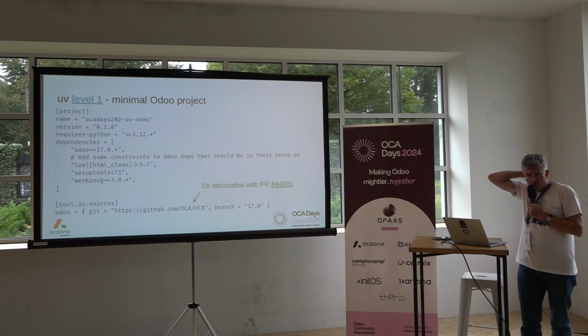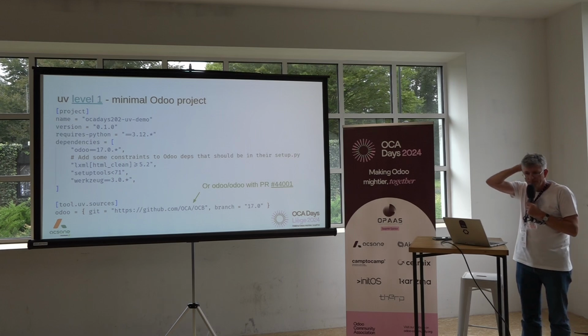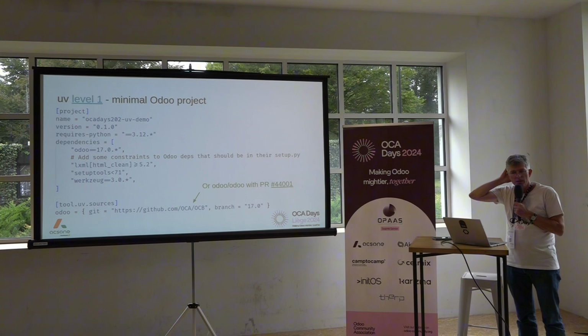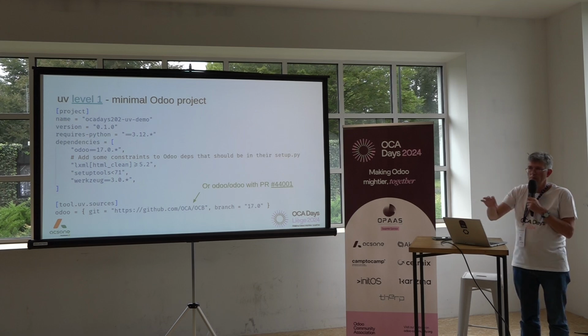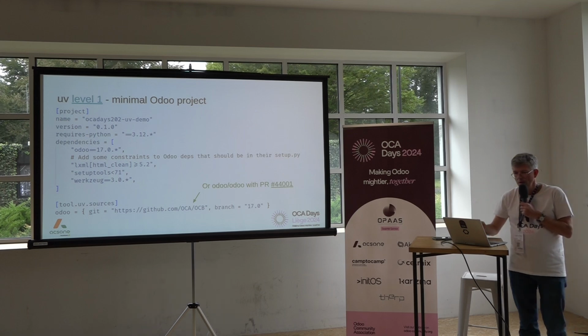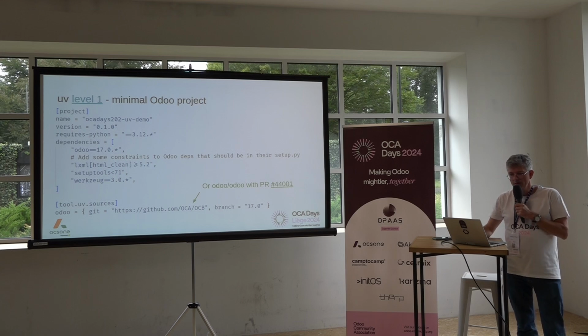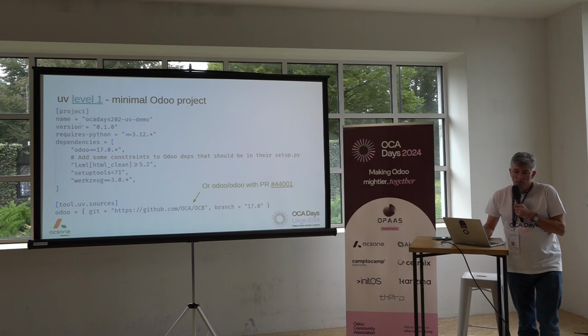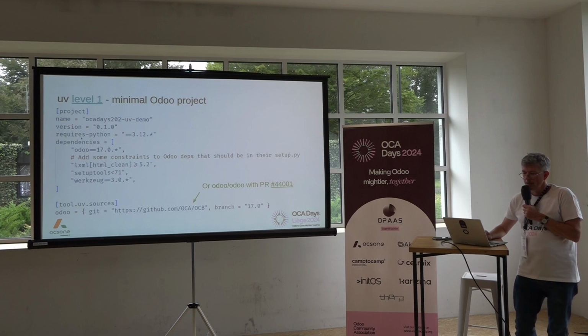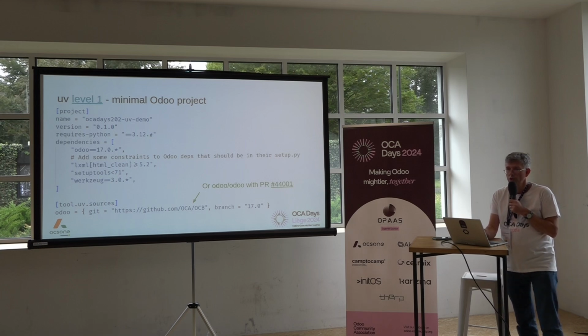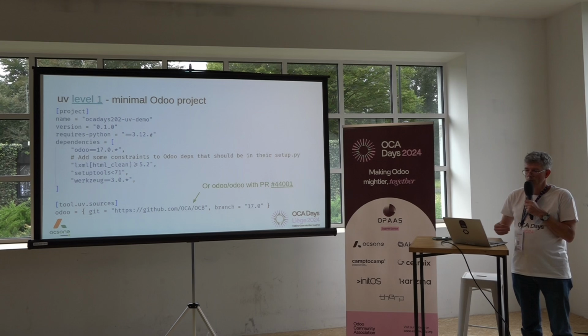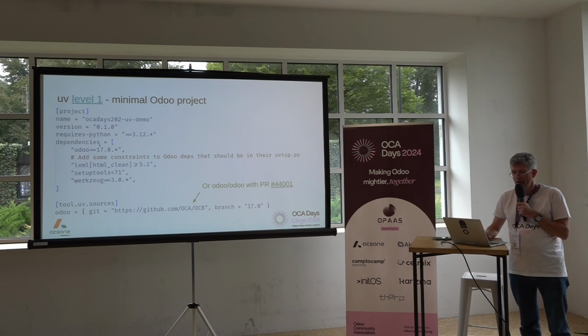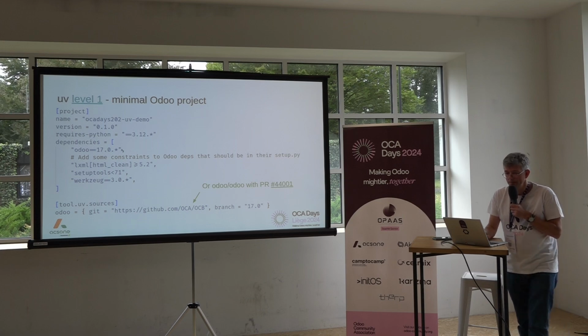And actually, to install Odoo, all you need is to create a pyproject.toml, which is the modern way to define a Python project. The minimal thing you need to give is a name and a version. And that's a Python project. Then I say here that my project needs to run on Python 3.12. And in the dependencies, I'm saying I want Odoo version 17.